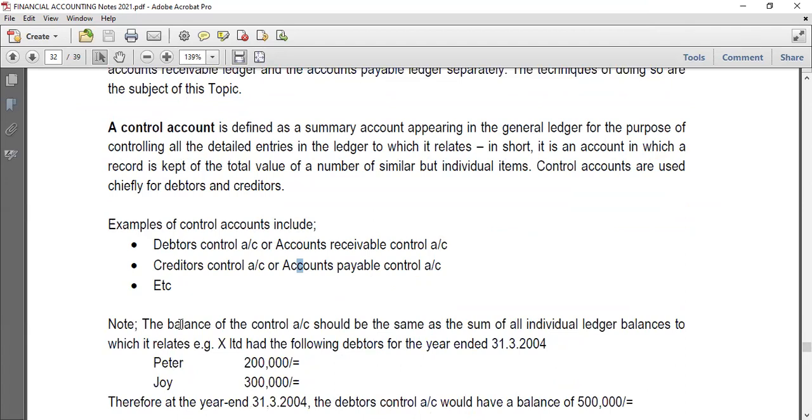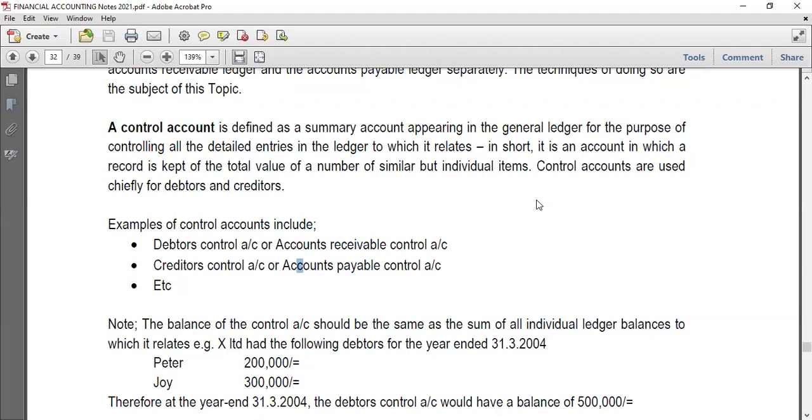They're telling us that the balance of control accounts should be the same as the sum of all individual ledger balances to which it relates, okay? So remember, the control account is basically an account in which a record is kept of the total number of similar but individual items of the major account, okay?